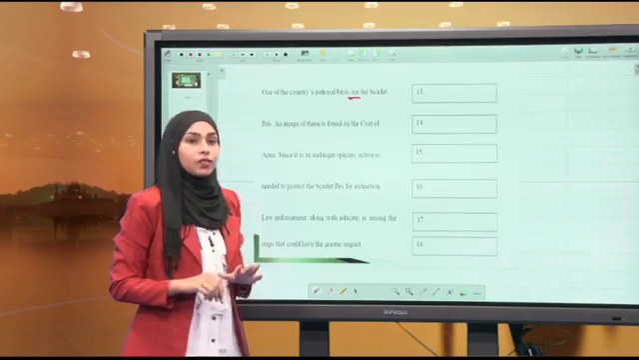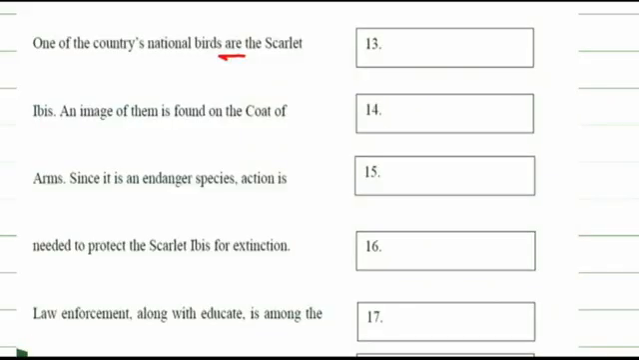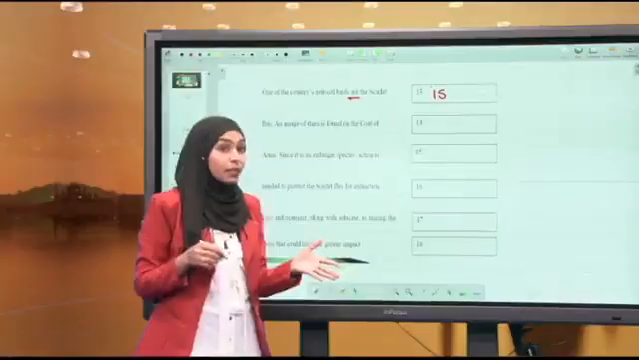So we already identified the error. Now we want to correct that error. What should it actually be? Instead of are, it should be is. And right after we complete all 6 items, we are going to understand a little better why it is and not are. And just additional information here, the scarlet ibis is indeed one of our national birds, and I do hope that you do know the other national bird, okay?